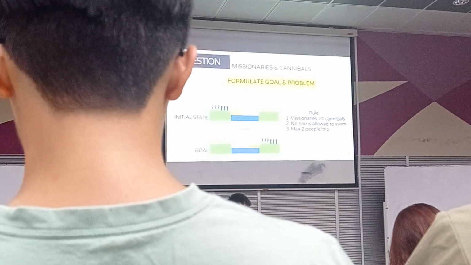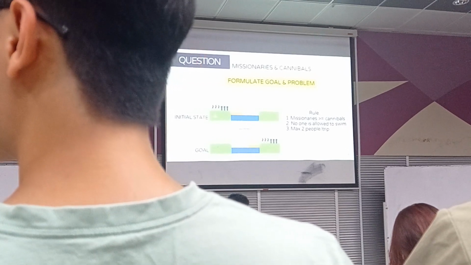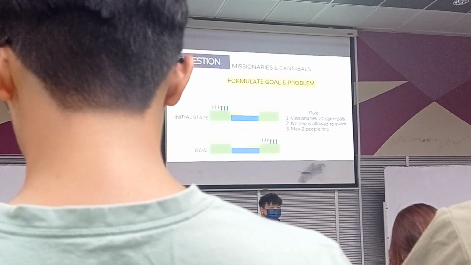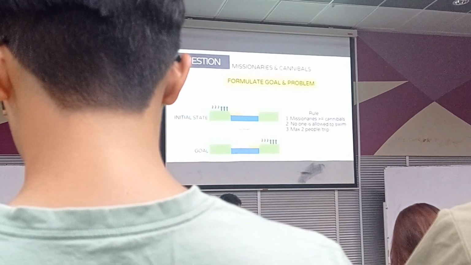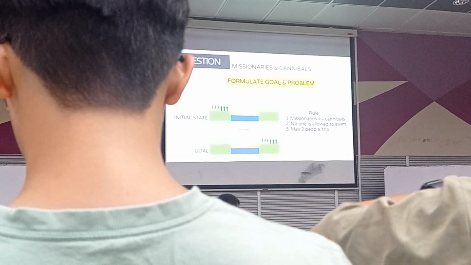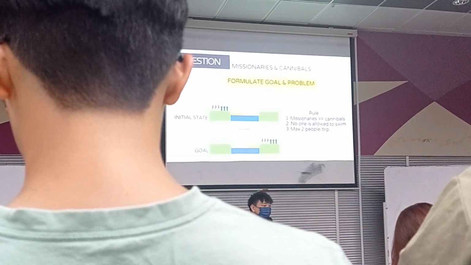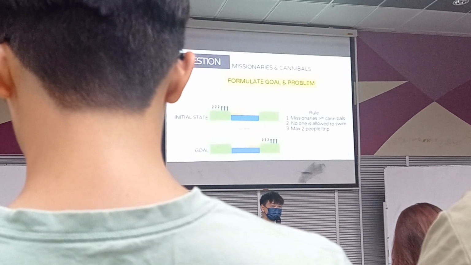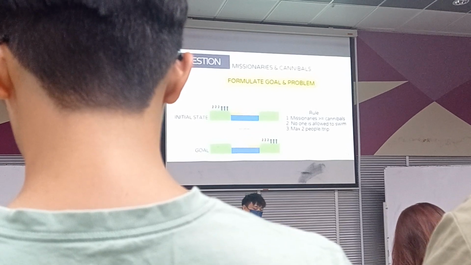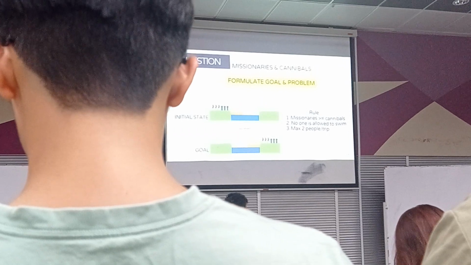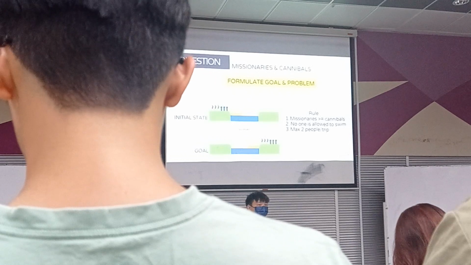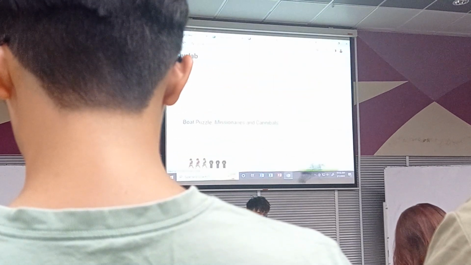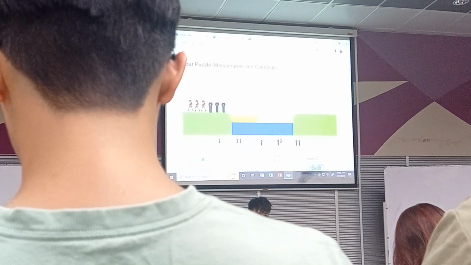You have to think of a way to put all of them from the left hand side to the right hand side. But there are some rules here. The number of cannibals must be less than or equal to the number of missionaries. In other words, missionaries must be more than cannibals, because otherwise the cannibals will eat the missionaries. No one is allowed to swim. And the maximum number of people on the boat is only 2. So be clear of the rules.